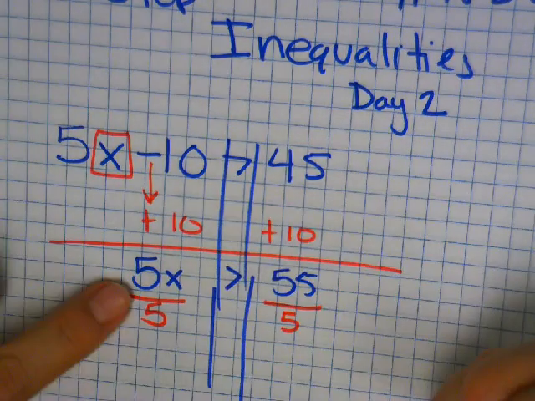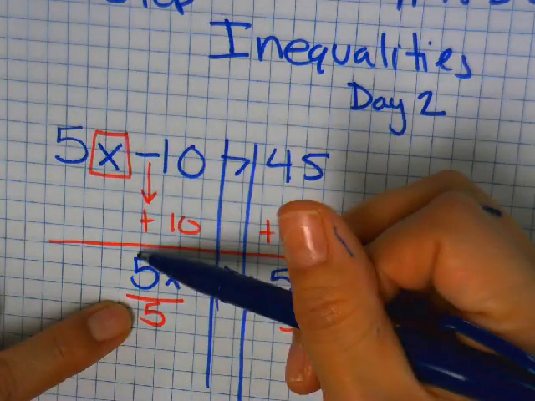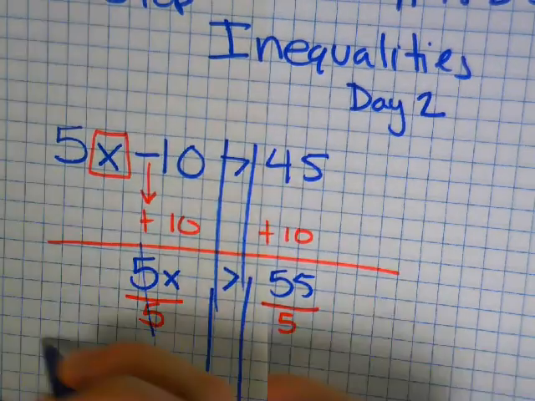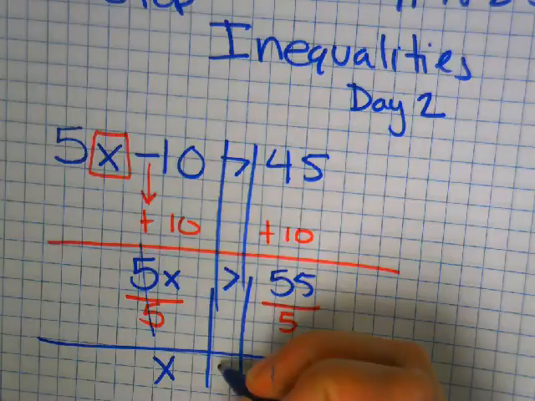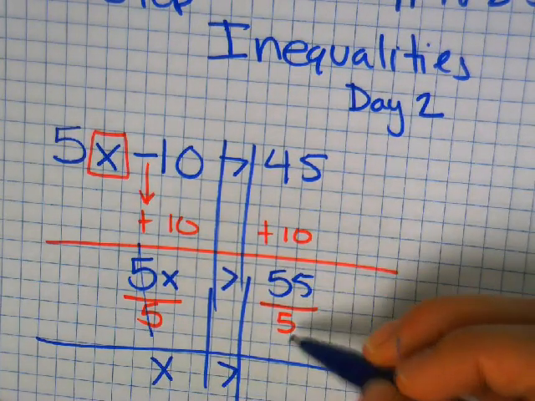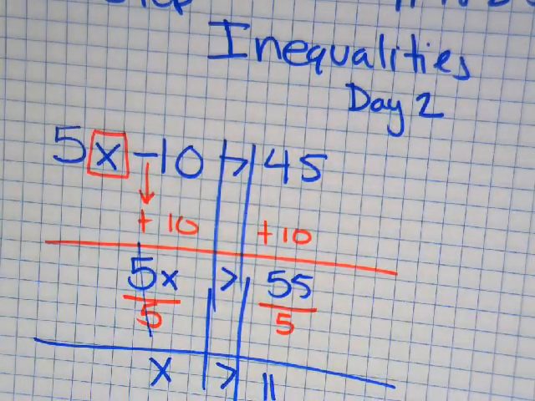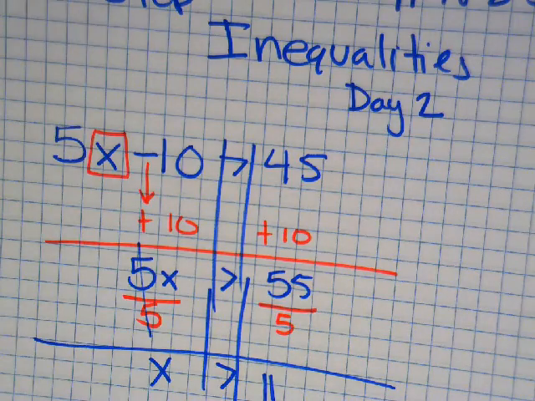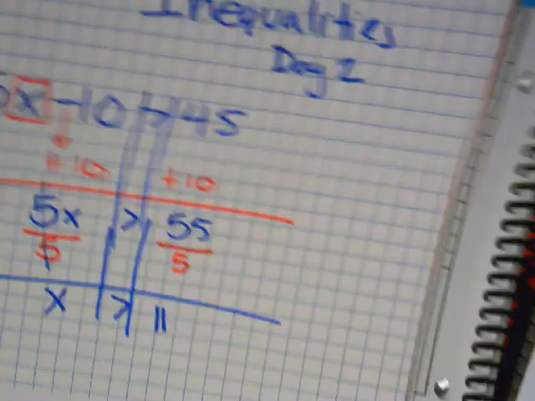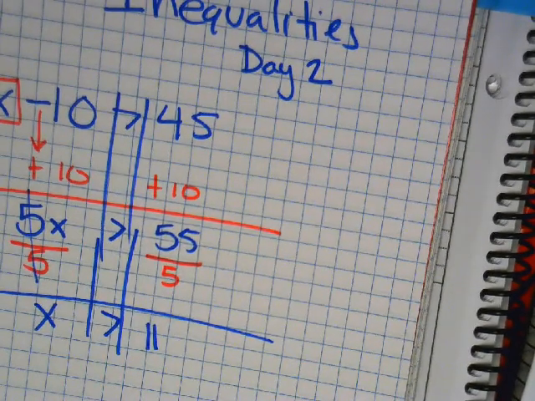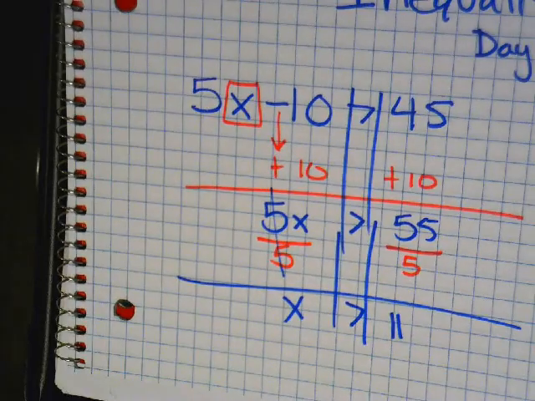What happens to these 5s? Disappear. What am I left with? X greater than. What's 55 divided by 5? 11. And I'm done. Okay? This, I feel like you should be okay. I can give you a quiz on this. You'll be fine. Hopefully. Okay.